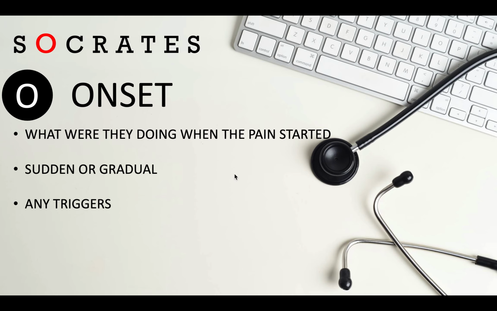Another thing is, what were they doing when they started? This is important because it's related to triggers. For example, if someone was getting sudden onset chest pain when they were running, then you immediately know that it's chest pain on exertion. That takes your diagnosis towards one particular angle.